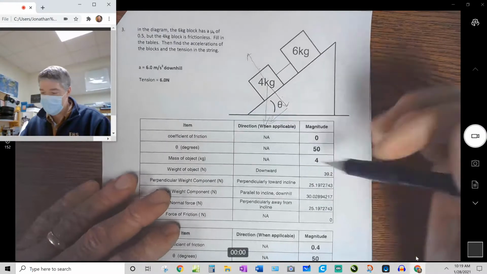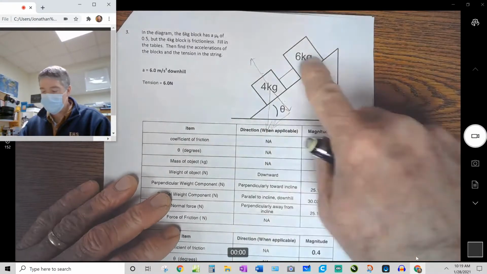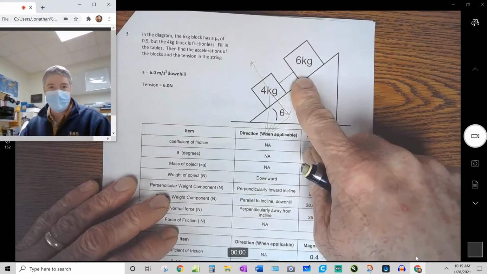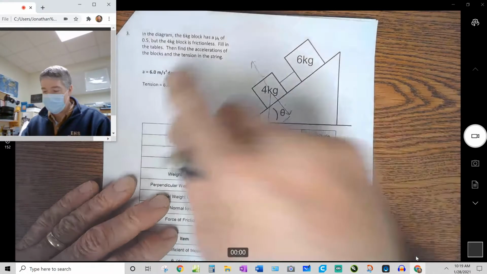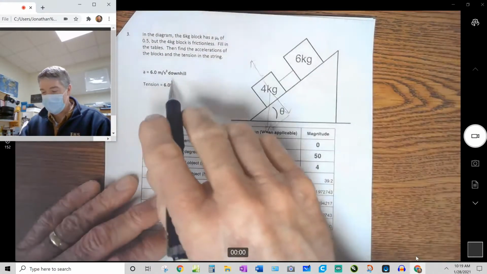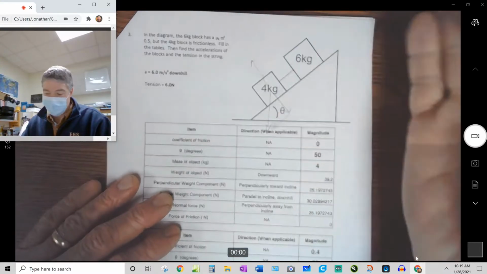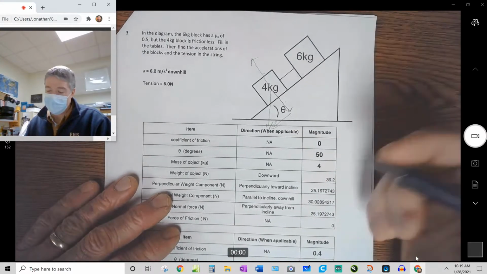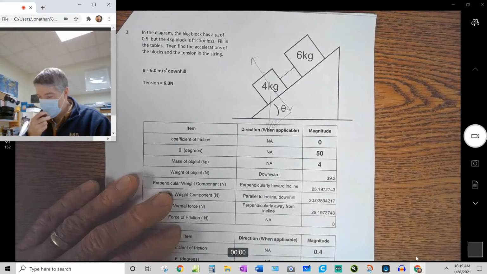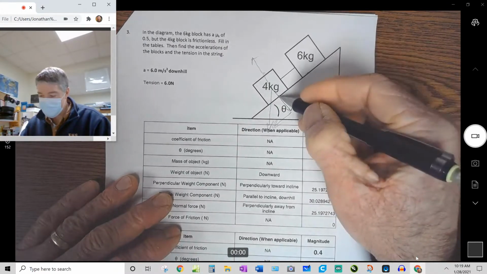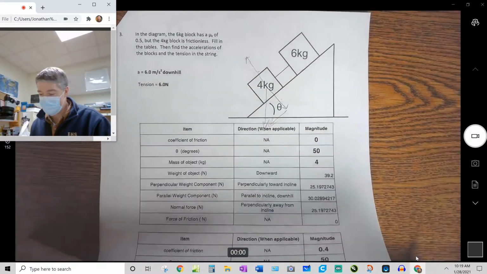The point is to figure out what the overall acceleration of this is and what the tension is. And clearly the acceleration is going to be downhill in the end. I mean, why would it go uphill? But the tension's a little trickier. I mean, it could be that these both kind of stick. There's so much friction it doesn't move, but that's not the case.